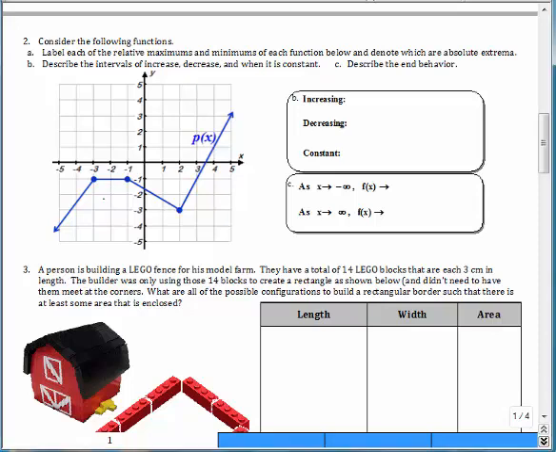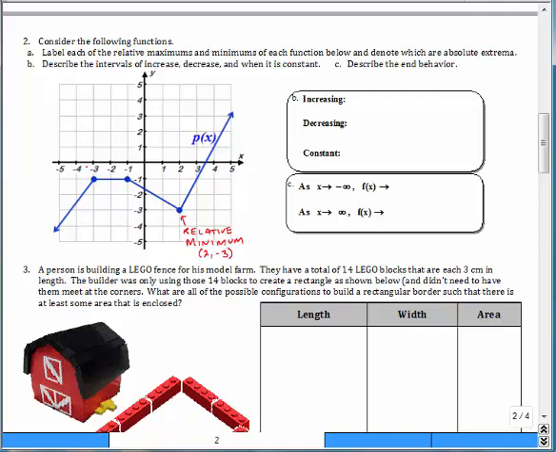Okay, on this function we have a piecewise function, and we can, again, describe intervals of increase, decrease, and constant. But what's really interesting on this one are the max and the mins. I mean, clearly, no problem that that right there is a relative min. And it occurs at the point (2, -3), it looks like.